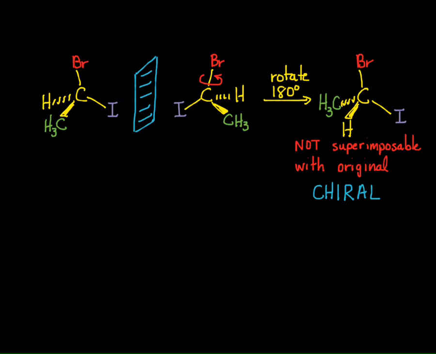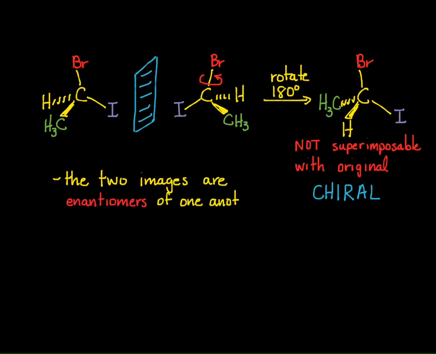So how are these two molecules then related to one another, right? They're not the same structure. They're not the same configuration. They are different rearrangements of the substituents around that carbon. And whenever you have this type of scenario, we say that the two images, the two structures, are enantiomers of one another, right?